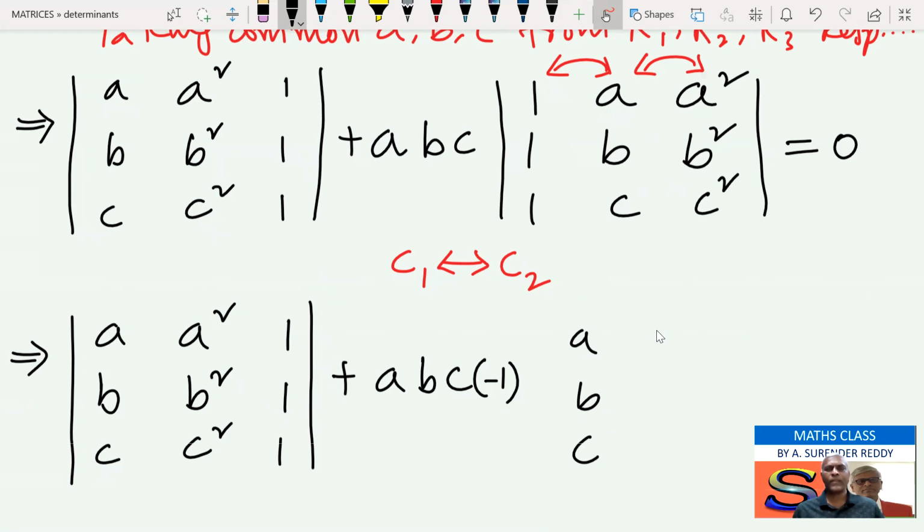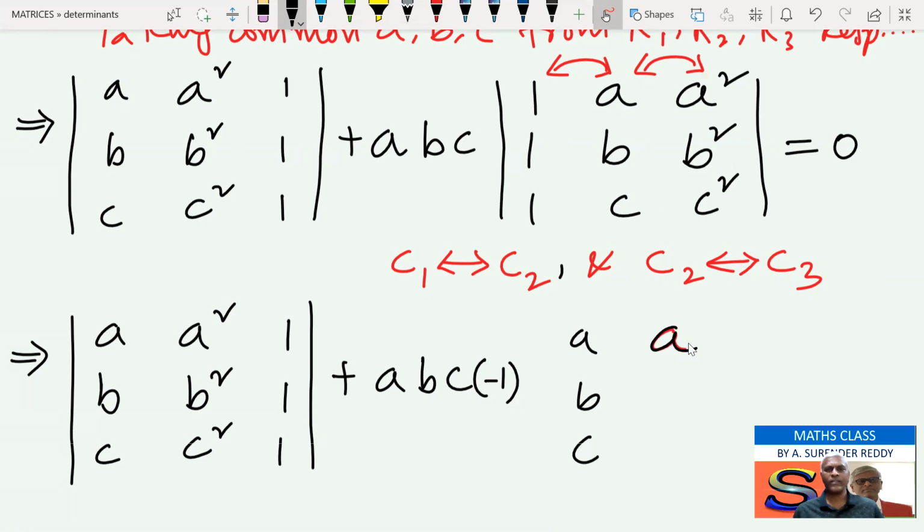Again, I am interchanging C and C2, interchanging C3. ఇక్కడ 1 1 1 ఉంది, అది ఇక్కడ రీప్లేస్ చేస్తే అప్పుడు C2 C3 అవుతుంది, C3 C2 అవుతుంది.